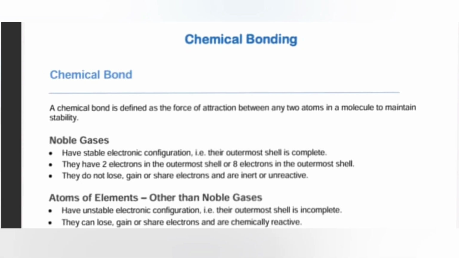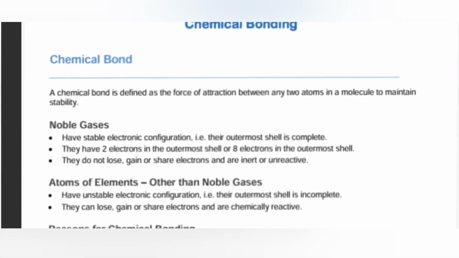So we will start from noble gases. Noble gases have a stable electronic configuration, i.e. the outermost shell is completed. So they do not require any more electrons to complete their outermost shell, and they have stability. They have 2 electrons in their outermost shell or 8 electrons in their outermost shell. Okay, so 2 and 8 electrons are required in both scenarios to be completely stable because of a rule which I am going to mention down below.